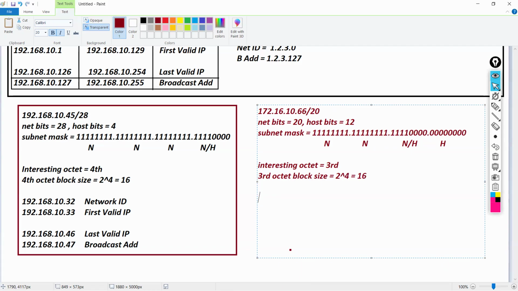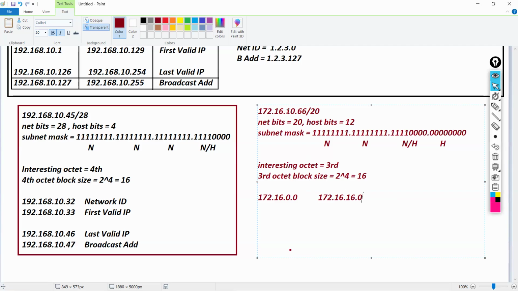Now what? Design the first network. These two are constant. This value is 0. And since host is there, host will always be 0 in the network ID. Next network ID. So what is your block size? 16. Add it in your interesting octet.